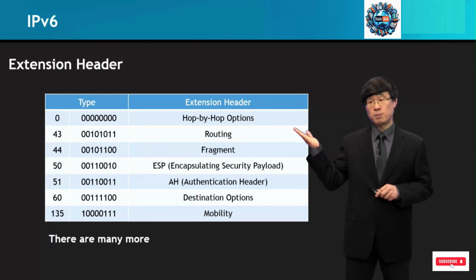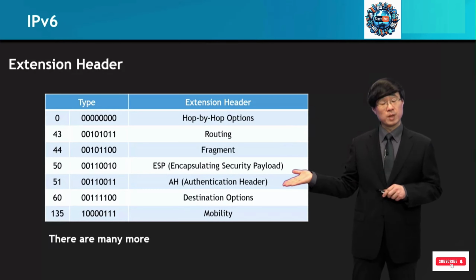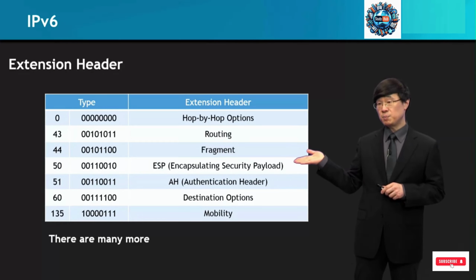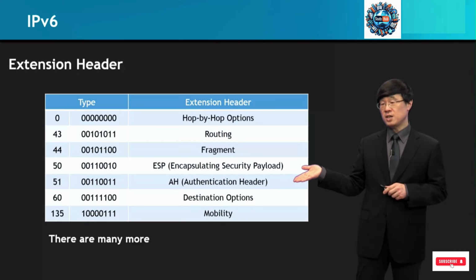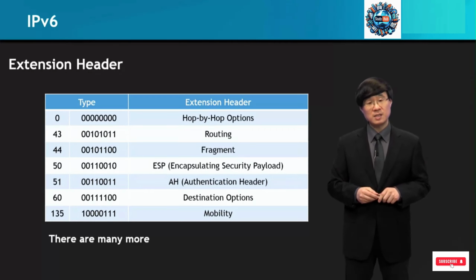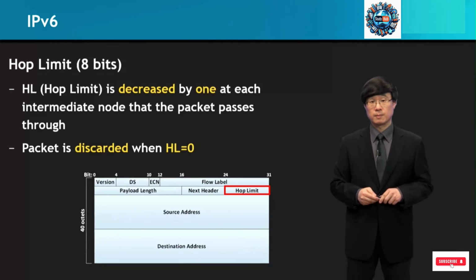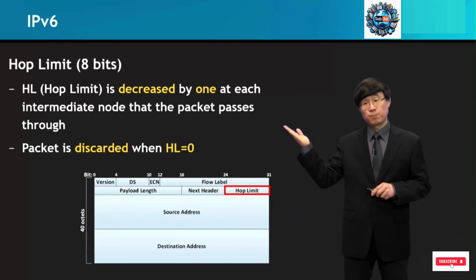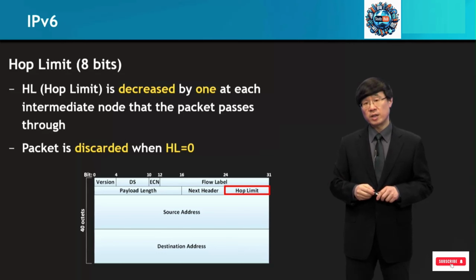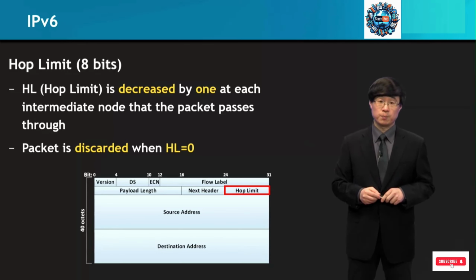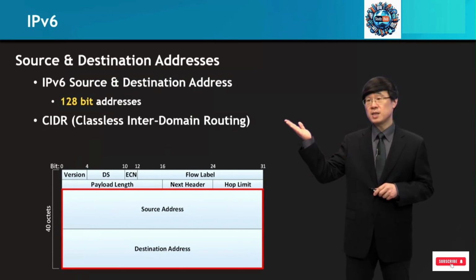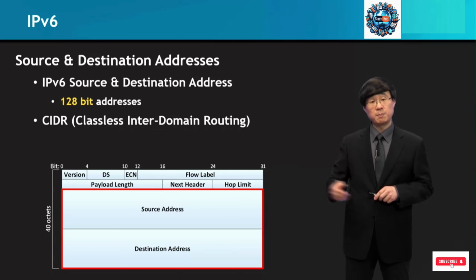The extension header options are listed here, and there are many more. Among these are the ESP, which is the encapsulating security payload, and also the AH, the authentication header. These are used for IPv6 security. The hop limit is 8 bits, and this is decreased by 1 at each intermediate node that the packet passes through. The packet will be discarded when this field becomes all 0. The source and destination addresses are this field right here. They are each 128 bits.